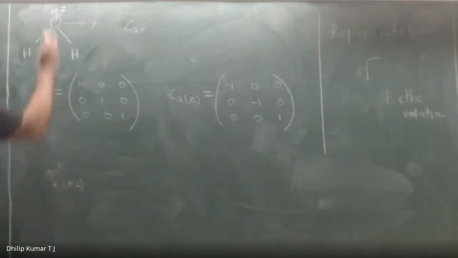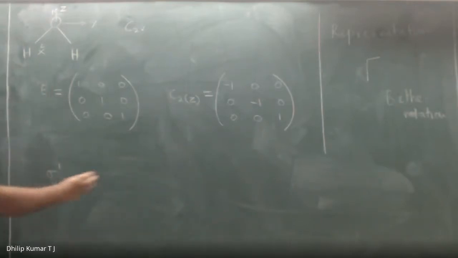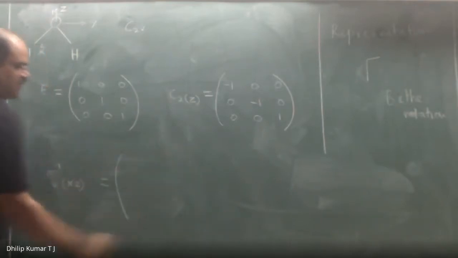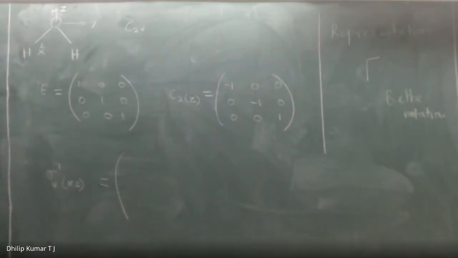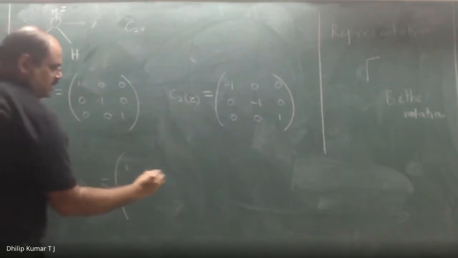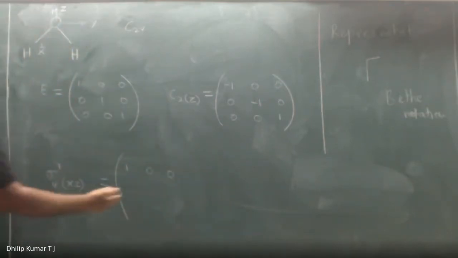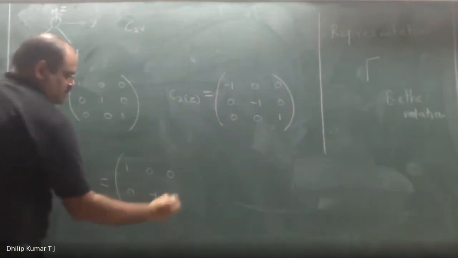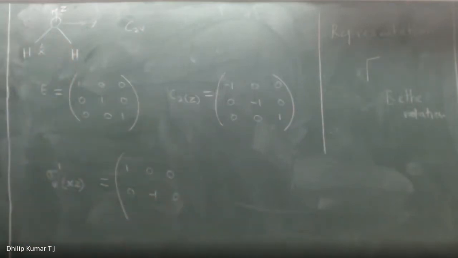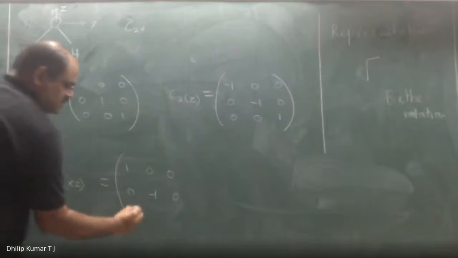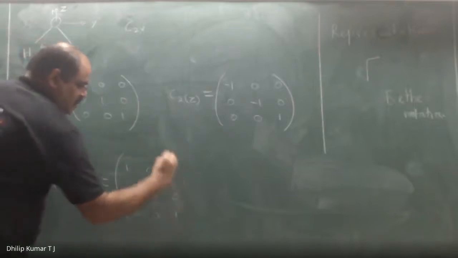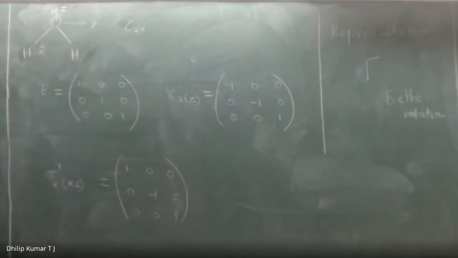So for the xz plane, I'm just placing a mirror across this molecule, and then let's see what happens. If I cut the molecule in half, x is going to remain as x, and y will become -y. So I write -1 0, and then z again is going to remain as such. z will be positive z only. There is no change of position or no change of sign.